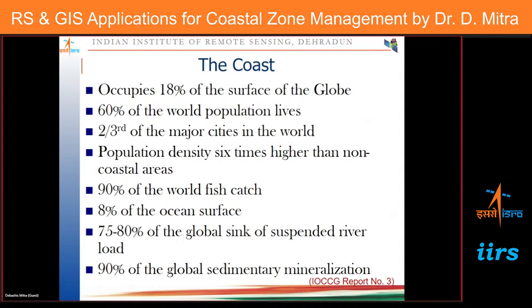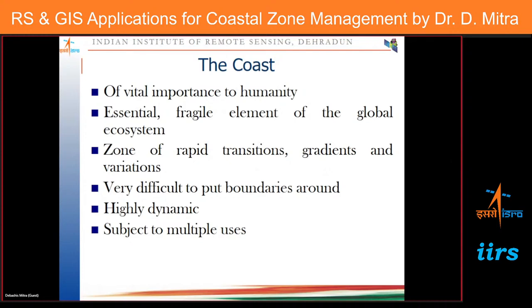because the geologists will understand there are three ways of forming minerals. Maybe it is the igneous process, or sedimentary process, or the metamorphic process. So 90% of the global sedimentary mineralization is happening in the coastal water. So the coastal zone is very important from the humanity point of view.